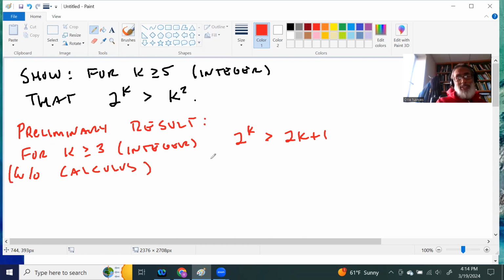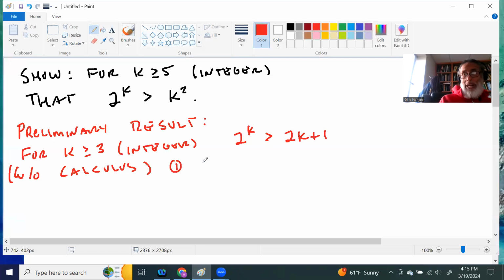Now, with calculus, it's actually pretty straightforward. You can plug in 3, and notice that it's true for k equals 3. Then you look at the derivative of both sides, and it's easy to see that the left-hand side derivative will be greater than 2 pretty quickly. The right-hand derivative stays stuck at 2. But we're going to pretend we don't know calculus, so let's do this result first.